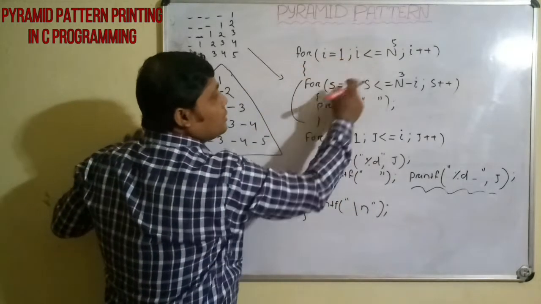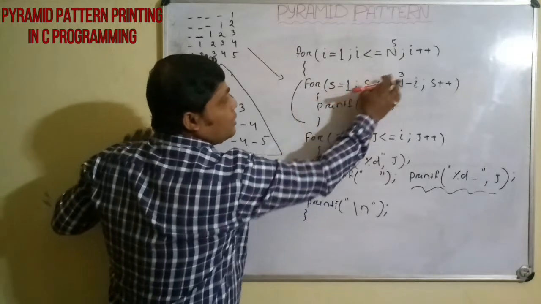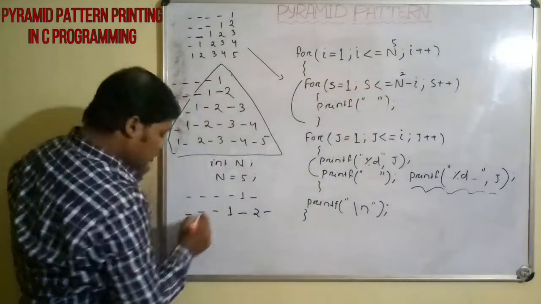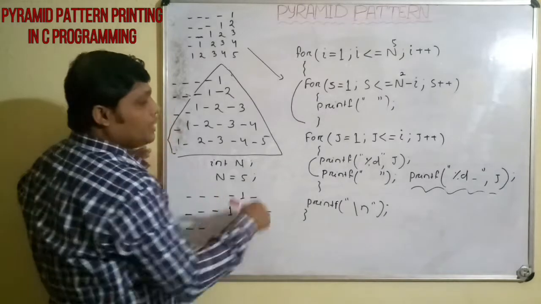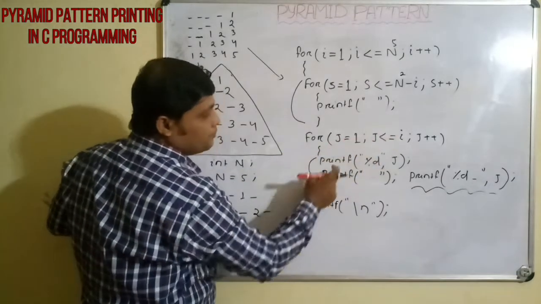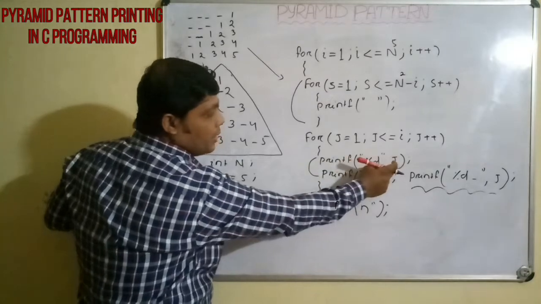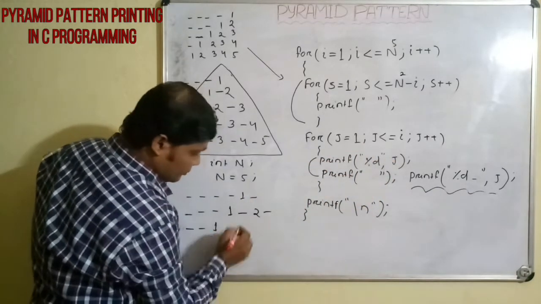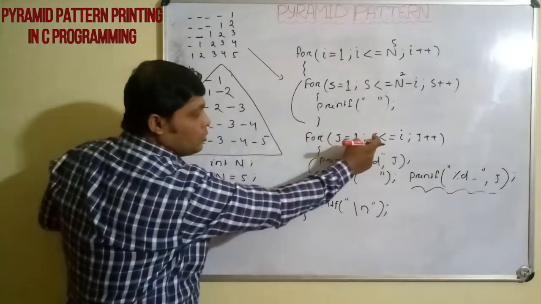i value will be 3. Then it will work for what? 5 minus 3, this is 2. So 2 times it will continue and 2 spaces will be there. Next, come to this loop. j equal to 1, j less than equal to 3, yes. Then for j value 1 it will print 1, then space. Clear?